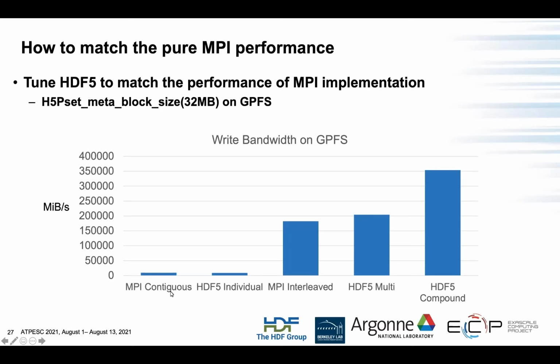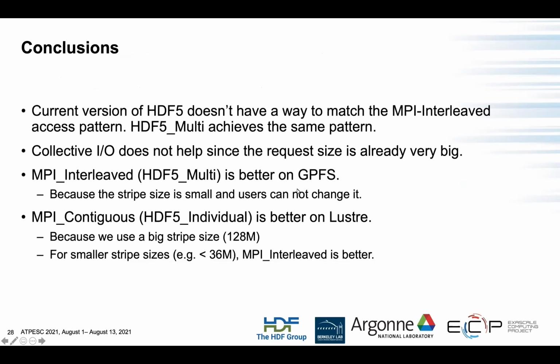Now the MPI contiguous and the HDF5 individual give you the worst performance, whereas if you do an HDF5 compound, so you're doing those bigger writes, it's much better performance than previously. So in conclusion, you have to really know what the underlying file system is that you're targeting, as that could affect your access pattern.